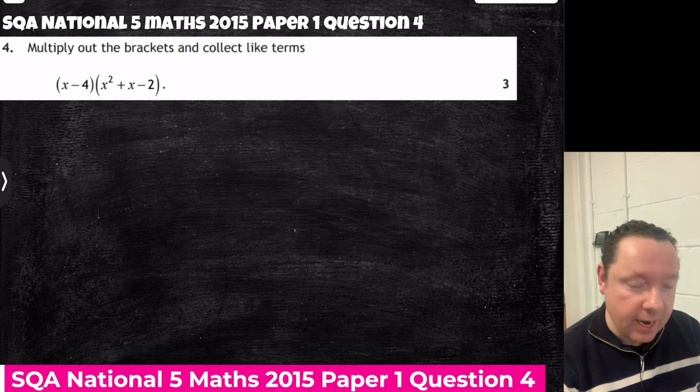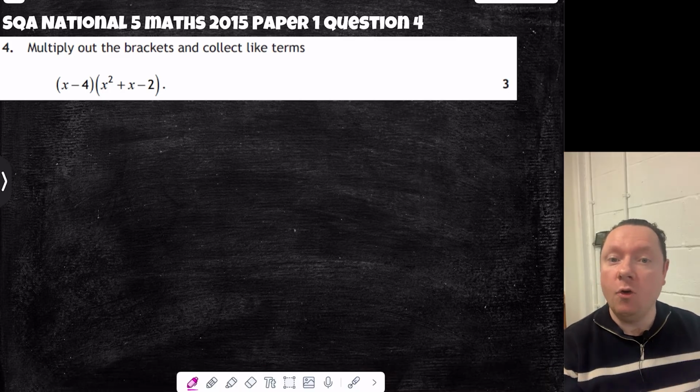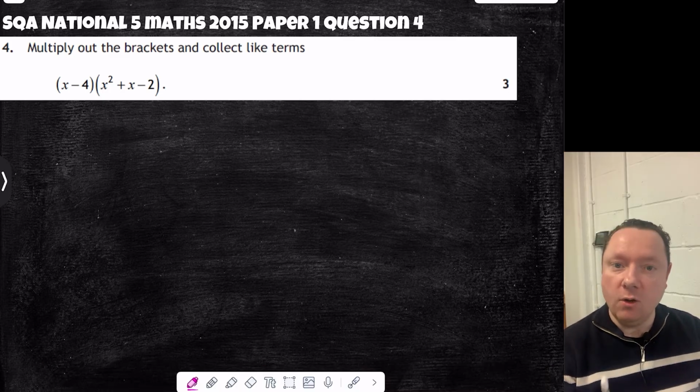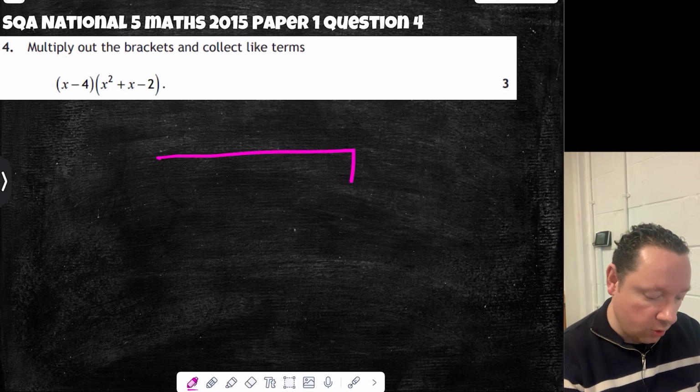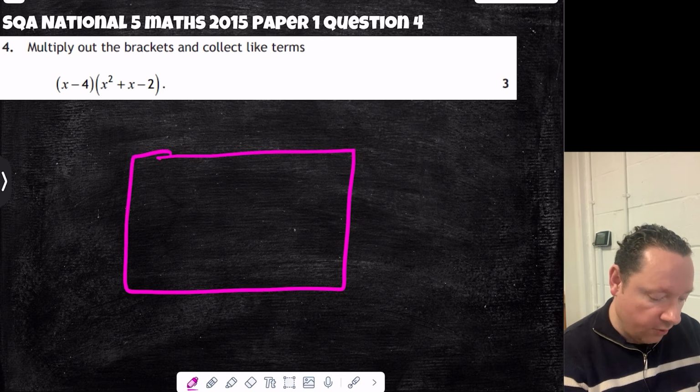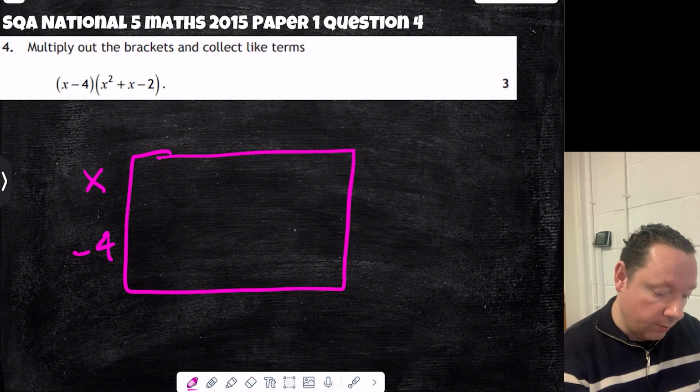Multiply out the brackets, x minus 4, x squared plus x minus 2. Now, if you use FOIL at school, you can't use FOIL for this because that only works for double brackets with 2 terms. So I always use a box so I don't have to think about FOIL. A box, I've got one big box. On one side of the box, I've got my first bracket, which is x minus 4. And on the other side, I've got x squared plus x minus 2.